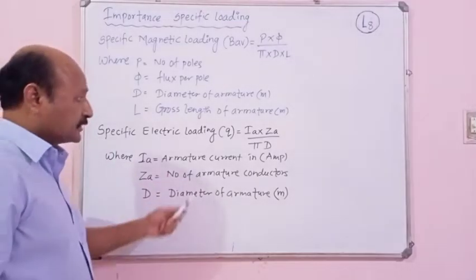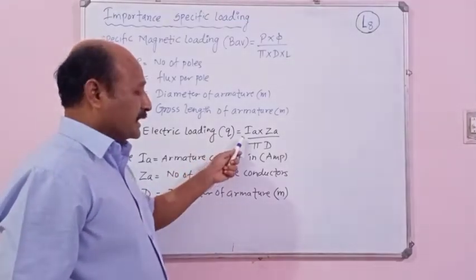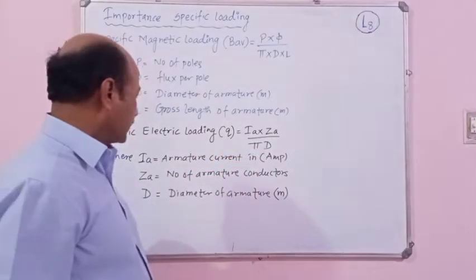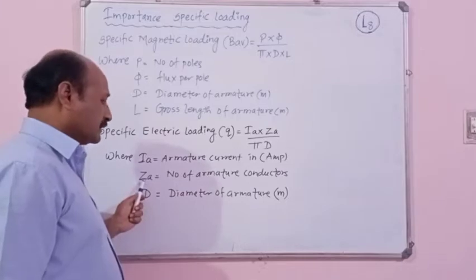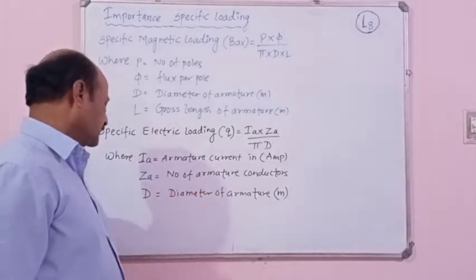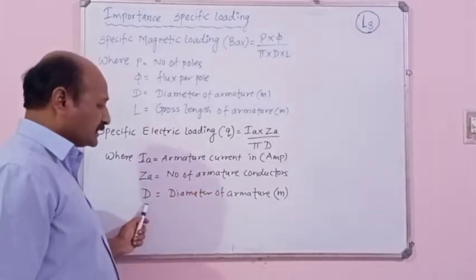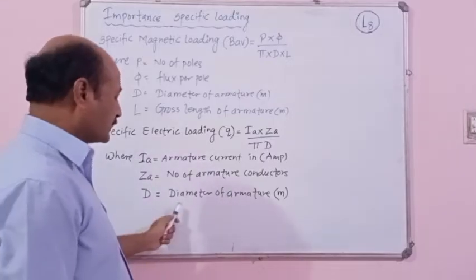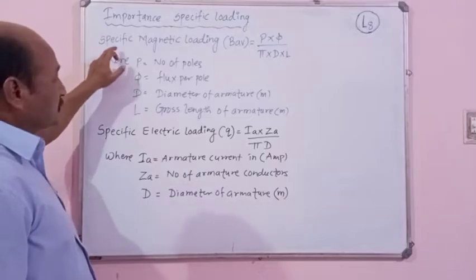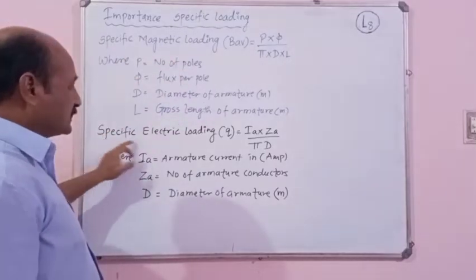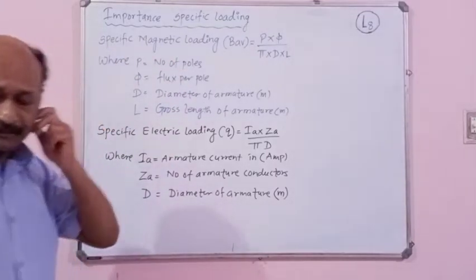After the specific magnetic loading we have the specific electric loading, denoted by small q. So q equals Ia multiplied by Za divided by pi D, where Ia is nothing but the armature current in ampere and Za equals the number of armature conductors, whereas capital D is nothing but the diameter of the armature. So what is next? On which factors do the specific magnetic loading as well as the specific electric loading depend?